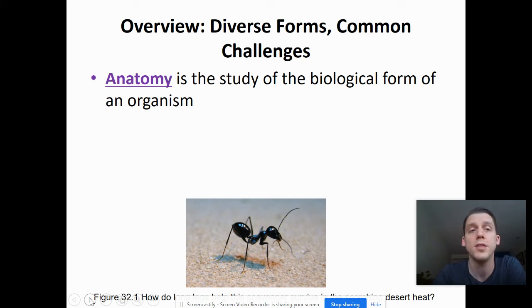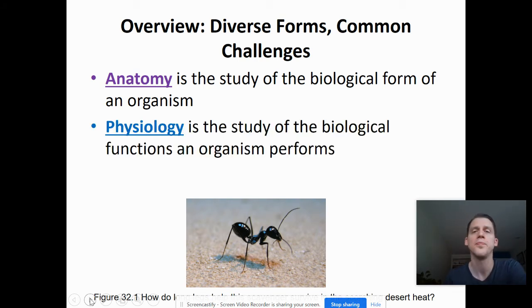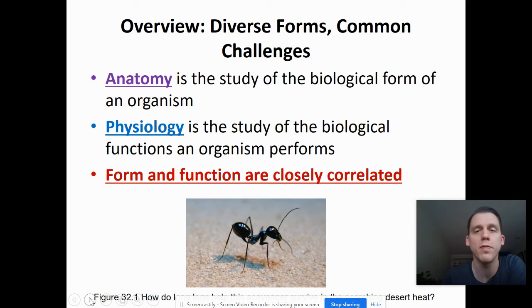First of all, we need to know what the term anatomy means. Anatomy is the study of the form of an organism. So, what are the parts? What's the structure? And then physiology is the study of the biological functions of an organism. So how those parts work, how they work together, how cells and tissue are going to work together to perform a function.